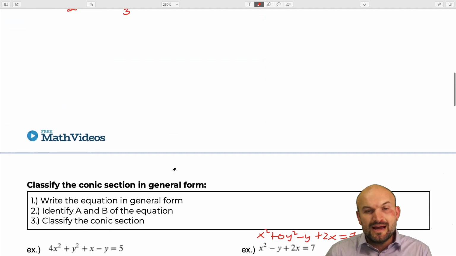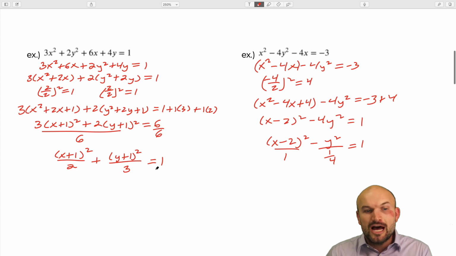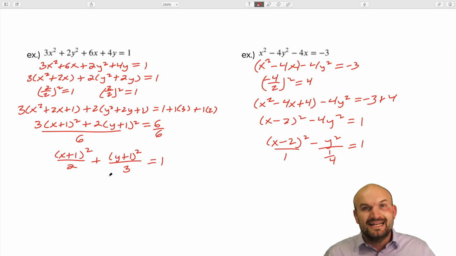However, if you do have them in standard form, or if you need them in standard form, it is helpful to go ahead and complete the square.